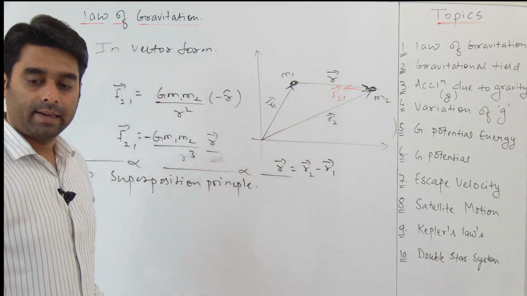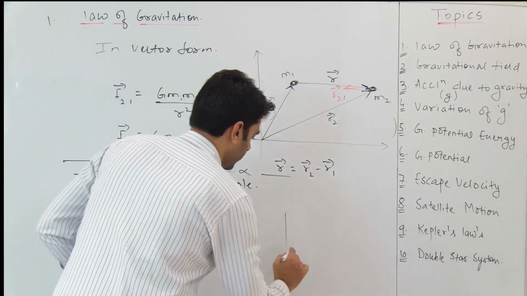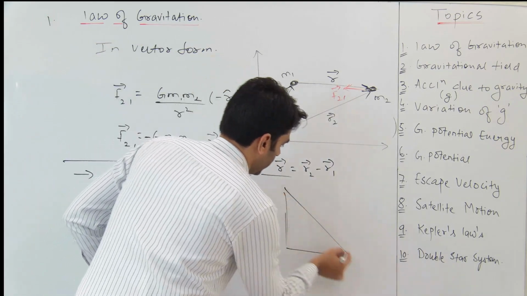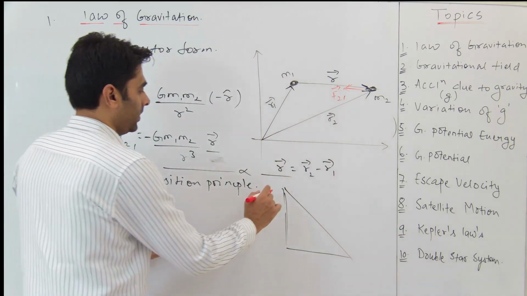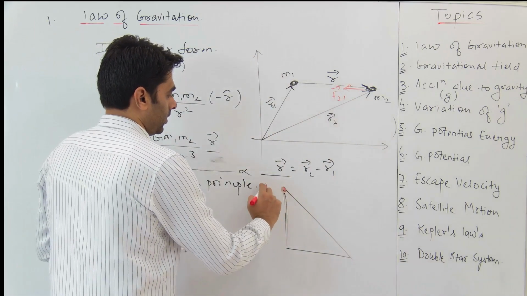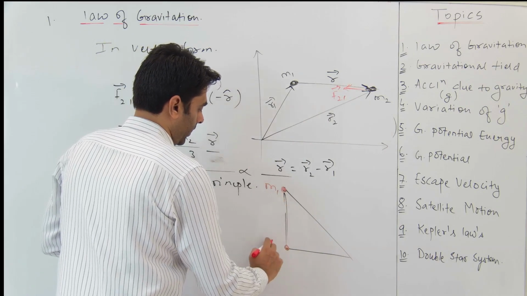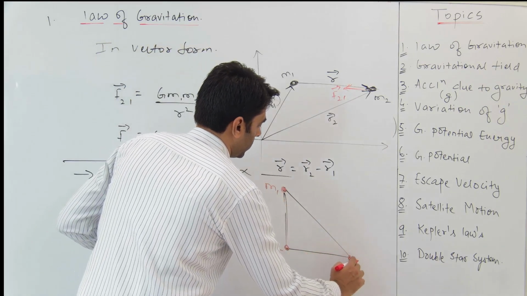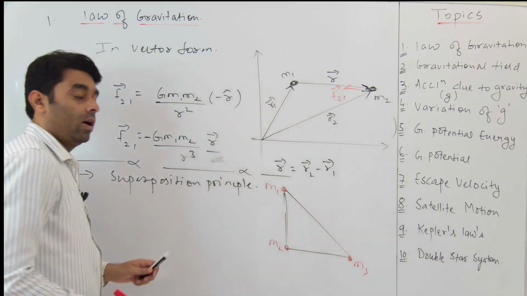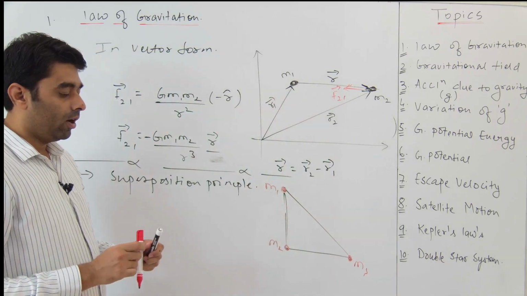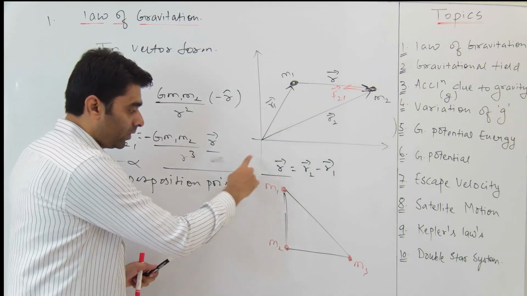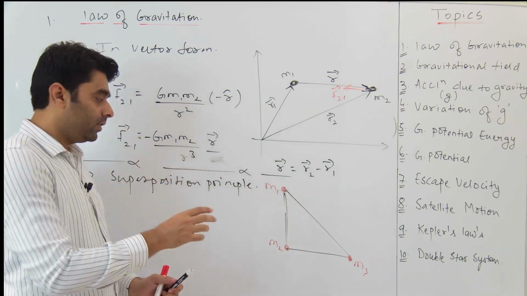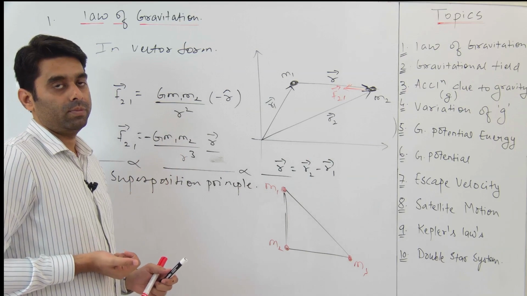Let's consider that a triangle is there, and at the vertices of the triangle, three masses m1, m2, m3 are placed. Now, if we want to find out the net force on 3, that means over here a total of 3 masses are there, then in these cases we take help of the superposition principle.